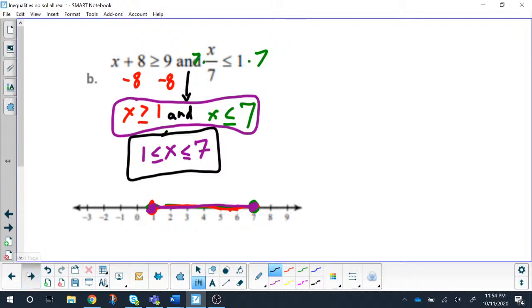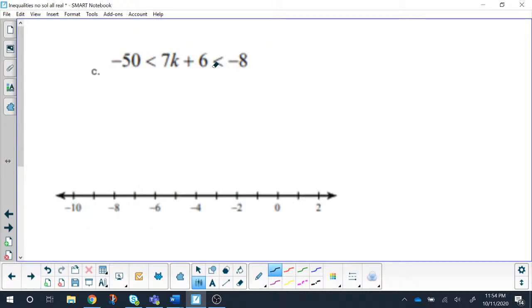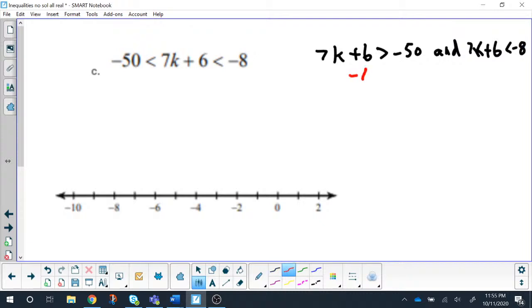Okay, I wanted you to see an inequality like this, where it's given to me as a string. This is an and statement. This is saying 7k plus 6 is greater than negative 50, and 7k plus 6 is less than negative 8. Notice what we would do to solve this. I subtract 6.